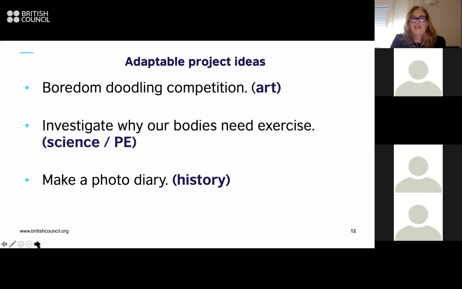For science and PE, we could investigate why our bodies need exercise. So that could be an investigation. With these types of projects, we'll look at some things later, but it's important to scaffold these investigations. So we would try and provide children with some websites and things that they could go and explore, so that we're giving them some guidance about where to look. But then when they find that information, it's up to them how they present it.